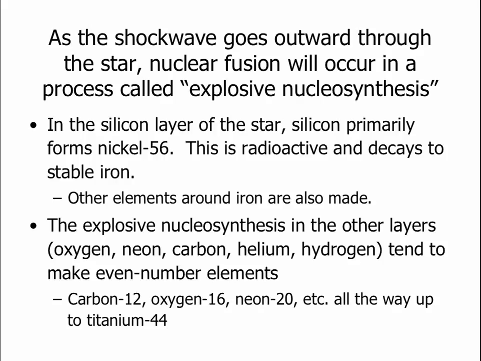But we get lots of elements around there: iron, nickel, copper, chromium, a few other things around iron in the periodic table. So one reason that you see a peak there at iron in abundances is because those are made as the blast wave goes through the silicon layer of the star, and that is expelled out into space. Other explosive nucleosynthesis elements tend to be even-numbered elements from helium up through titanium. So even numbers are like carbon, oxygen, neon, calcium, titanium. Go back to the periodic table and you'll see every other one gets filled in.